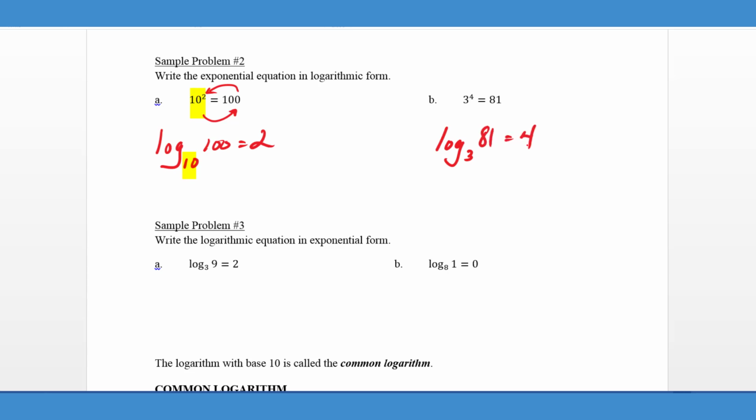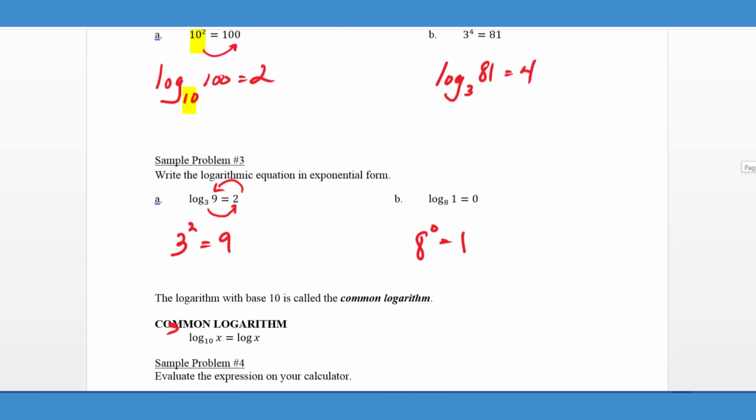Okay, and sample problem 3 has us working back the other way. So I'm going to use the same base. Base 3 raised to the second power should equal 9. So it's base 3 raised to the second power equals 9. And then same thing over here. 8 to the 0 power equals 1. All right, so let's go down to the next part.